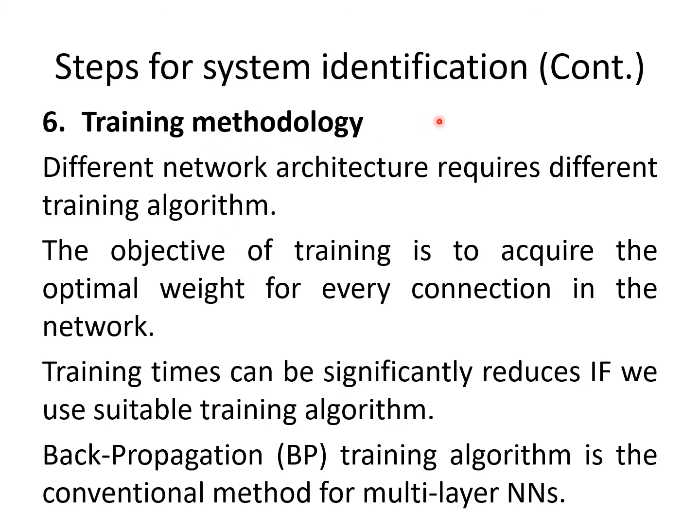Then the training methodology. Different networks require different training algorithms. We have been using what we did before, the backpropagation I taught you last week, in the first lecture on neural networks. So the objective of training is to acquire the optimal weight for every connection in the network. As we said, the main part of the neural network is to get the optimal connection weights. That's basically the optimization. We call it training.